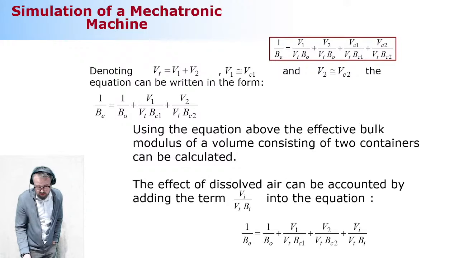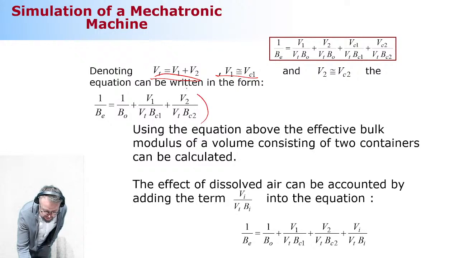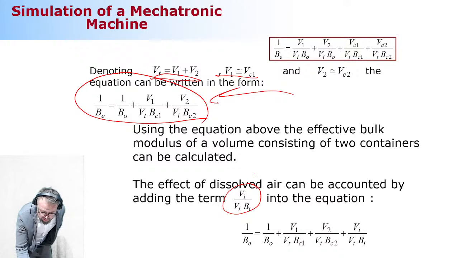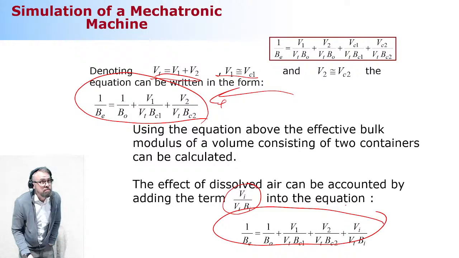Okay, so these are the notations that I'm using here to simplify my equation. So this is my bulk modulus here, and that's how it finally reads. And if I want to take the effect of dissolved air into account, I'm just adding one more component to my original equation, and that's how it's going to be. Pretty simple. Okay, so you're happy.